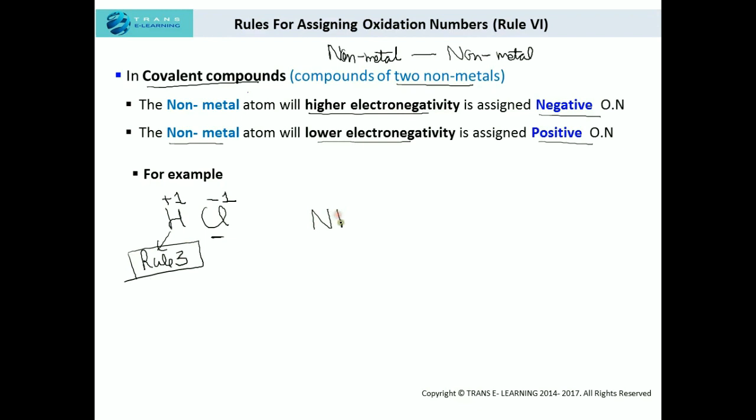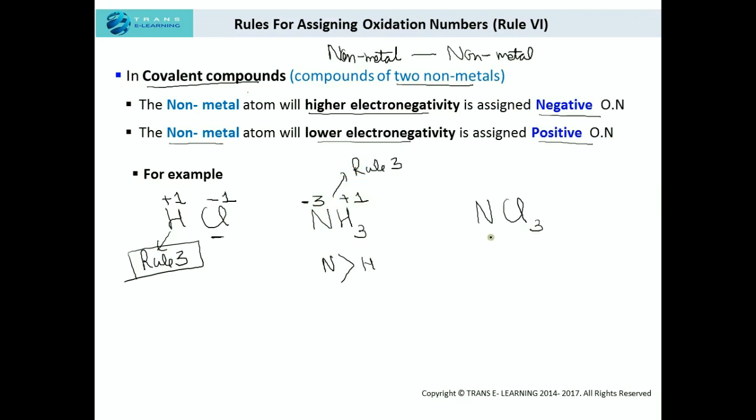This is NH3. Again, out of nitrogen and hydrogen, nitrogen will have more electronegativity as compared to hydrogen. So nitrogen will be assigned the negative oxidation number. In this case, it will be -3, and hydrogen will be assigned positive oxidation number. In this case, it will be +1. Again, as per rule 3.